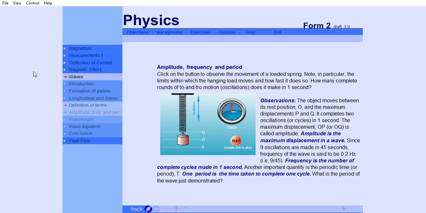Since 2 oscillations are made in 1 second, frequency of the wave is said to be 2. Frequency is the number of complete cycles made in 1 second. Another important quantity is the periodic time or period. 1 period is the time taken to complete 1 cycle. Determine the periodic time of the wave motion just demonstrated.